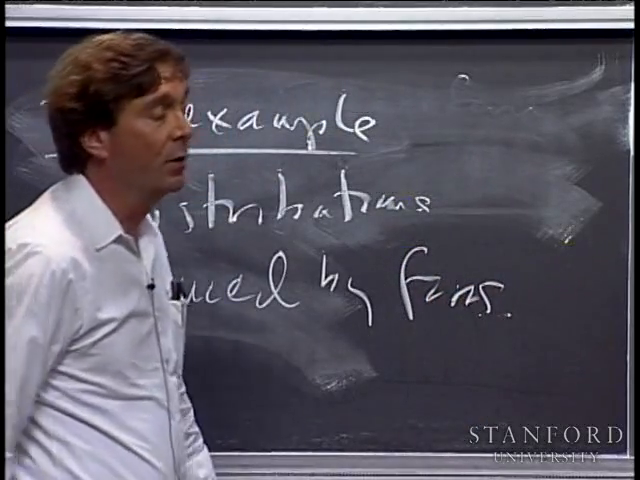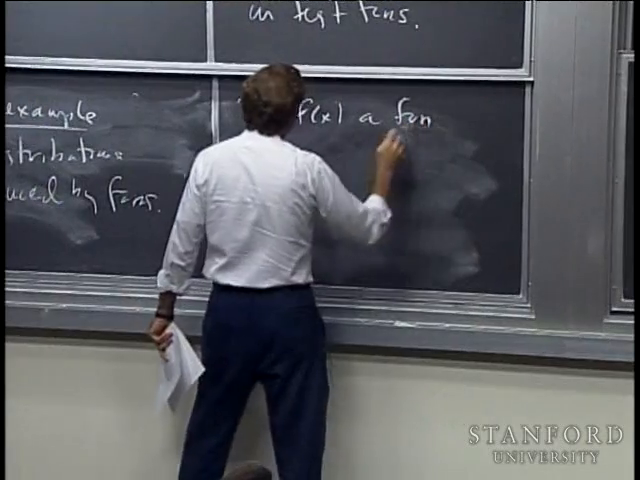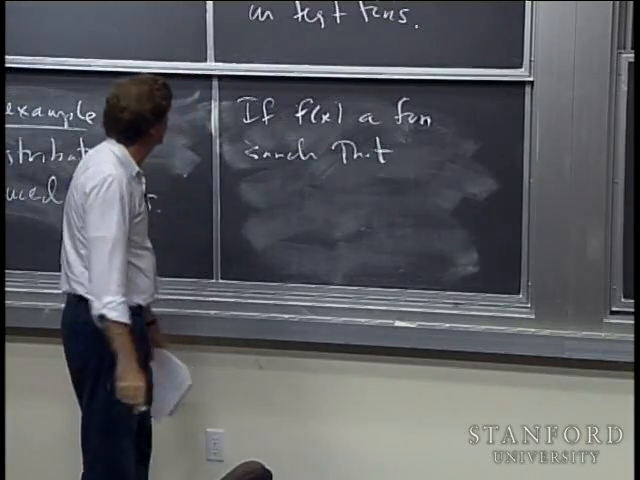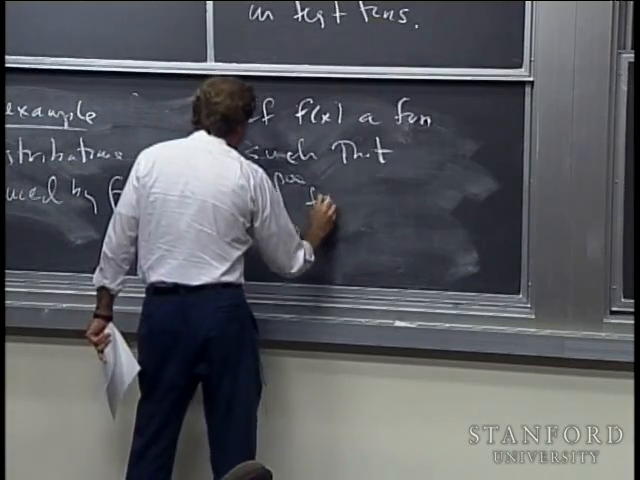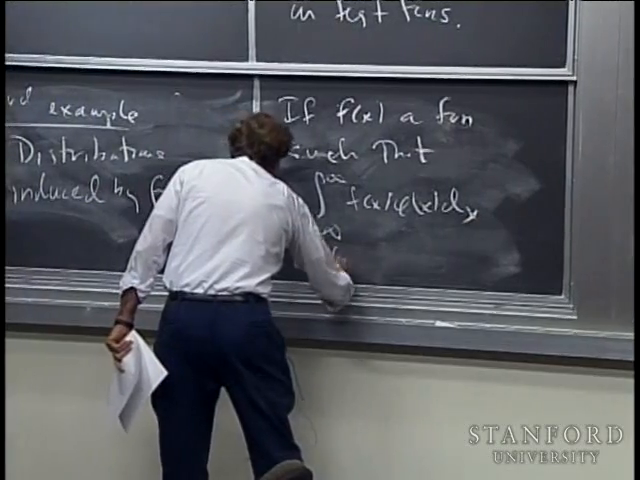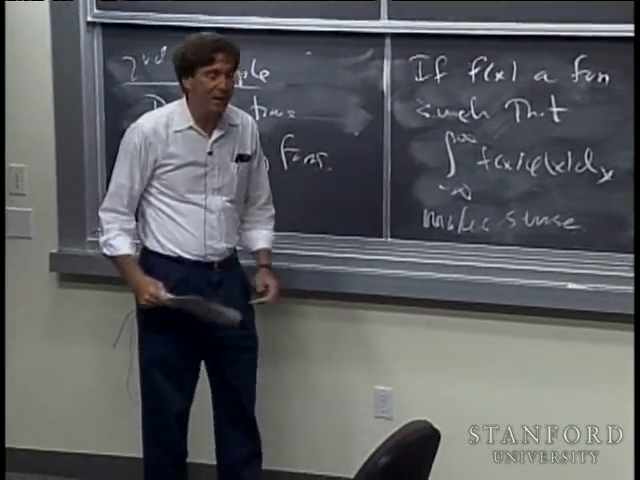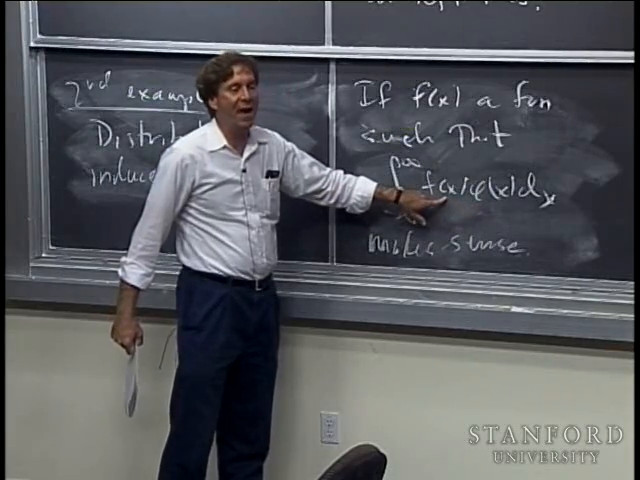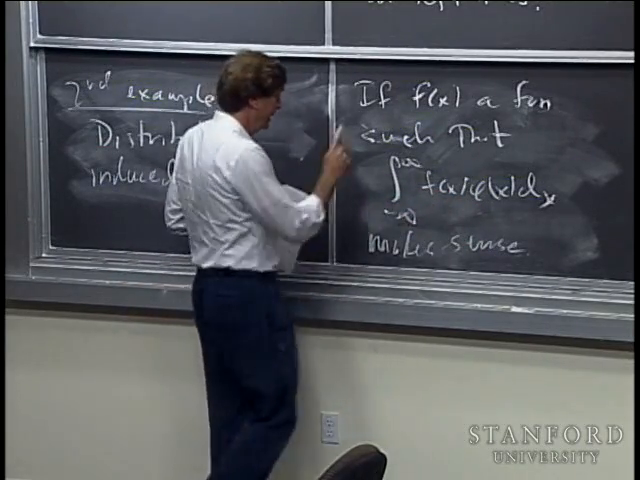So if f of x is a function such that I can integrate it against the test function, such that this integral, minus infinity to infinity, f of x, phi of x, dx, makes sense, the integral converges. And that will be the case for many functions because phi may be such a nice function that even if f is a bad function, the product is going to be such that the integral converges.